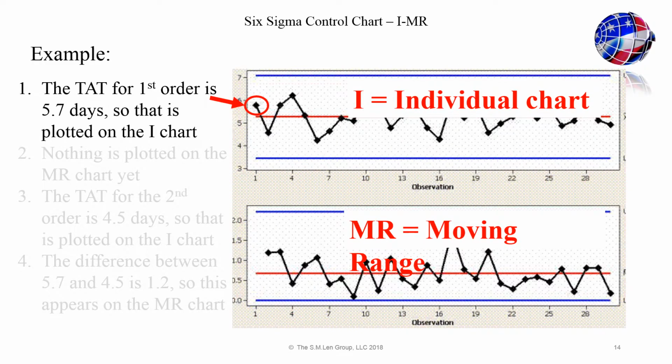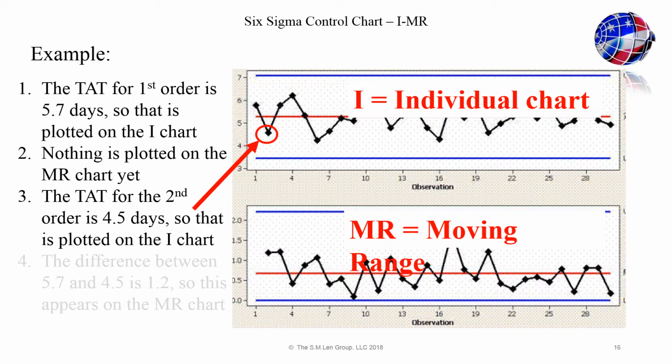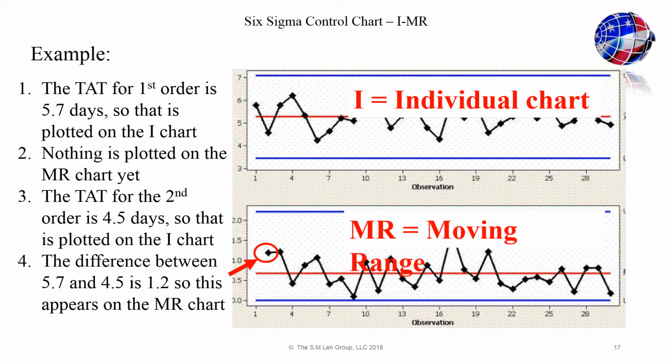Okay, so the turnaround time for the first order we recorded was 5.7 days, so that is plotted on the I chart. Nothing is plotted on the MR chart yet because there's no difference. The turnaround time for the second order is 4.5 days, so that is plotted on the I chart. The difference between 5.7 and 4.5 is 1.2, so this now appears on the MR chart. It's that simple.